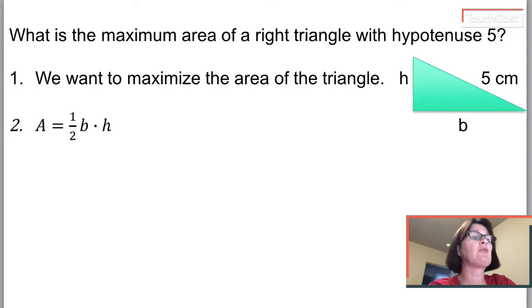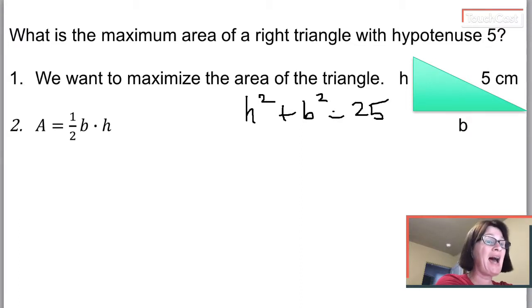I know for a right triangle, I can use the Pythagorean theorem to say h squared plus b squared equals 5 squared. So I'm going to write h squared plus b squared equals 25. I'm going to isolate the h. Doesn't matter if I isolate h or b. So I'm going to subtract b squared from both sides and take the square root.